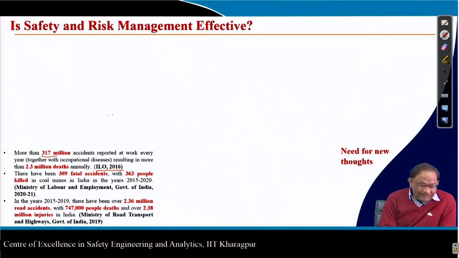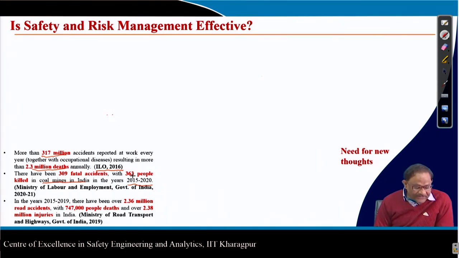So you see the number is very, very high. Now, if we look into the Indian context, we found that even in the coal mines in India, in the 5-year statistics 2015 to 2020, there are 309 fatal accidents with 363 people killed. So this is also a very worrying number, so many people killed.